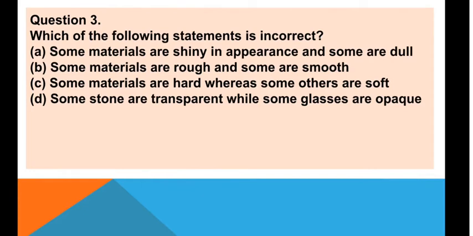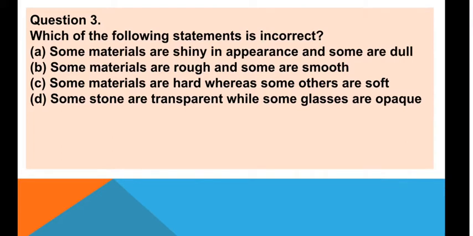Now question number 3. Which of the following statements is incorrect? Option A, some materials are shiny in appearance and some are dull. Option B, some materials are rough and some are smooth. Option C, some materials are hard whereas some others are soft. And option D, some stones are transparent while some glasses are opaque.